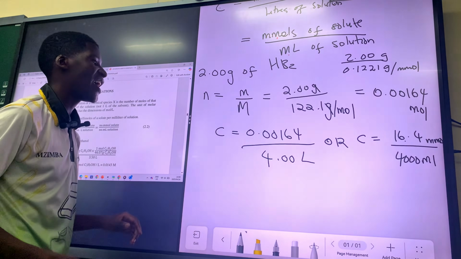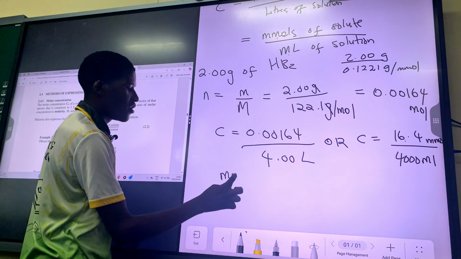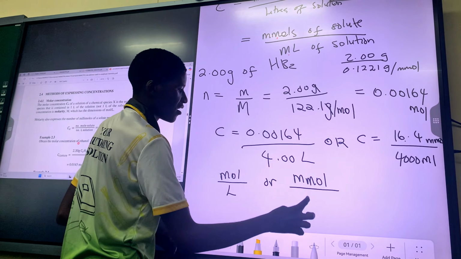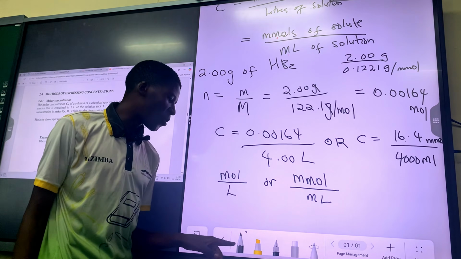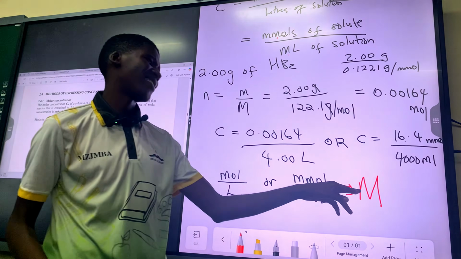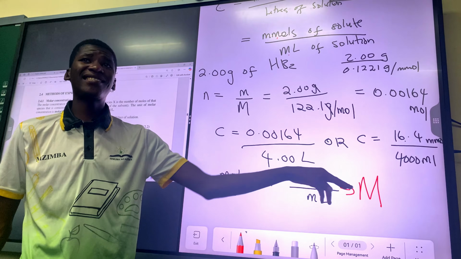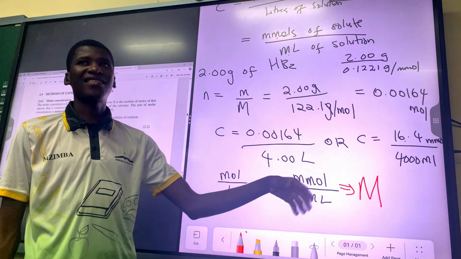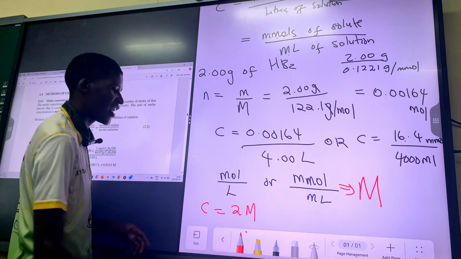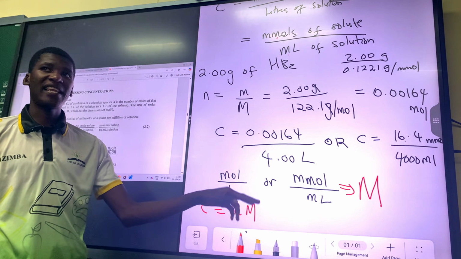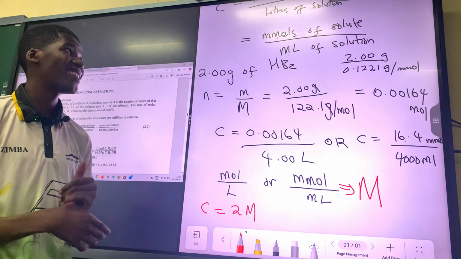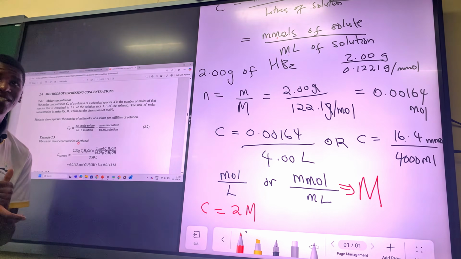So the molar concentration, we measure it in moles per liter, or you can say in millimoles per milliliter. But conveniently, most of the time, we write the capital letter M. This is molar. The molar capital letter M is the same thing as saying moles per liter or millimoles per milliliter. So if they just tell you the concentration of a substance is equal to 2 molar, this is the same thing as 2 moles per liter, or millimoles per milliliter. You must get the same thing.